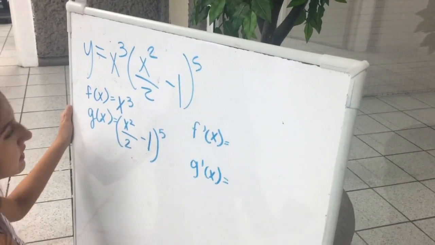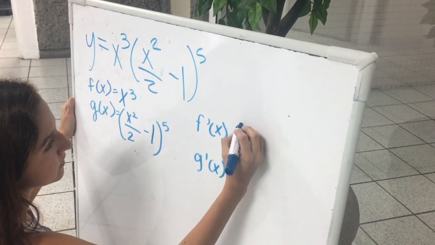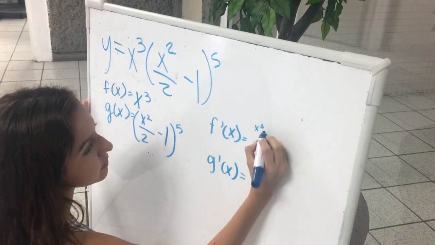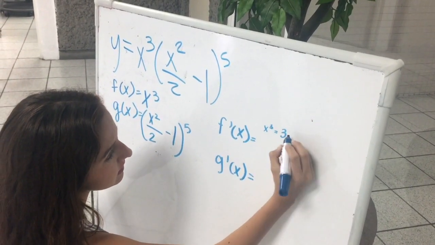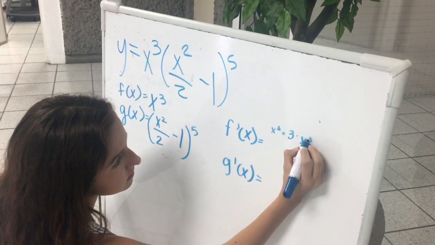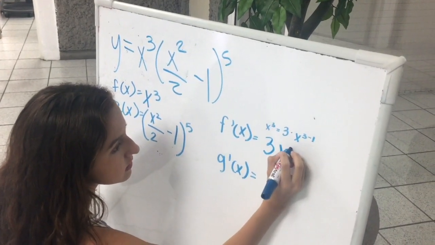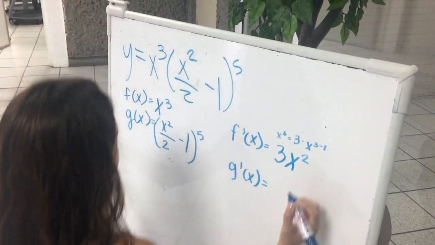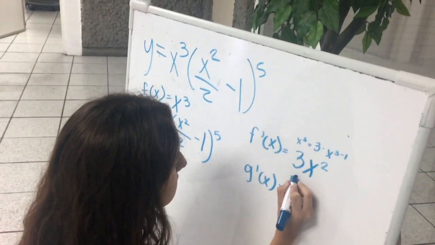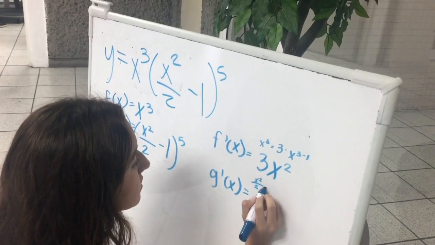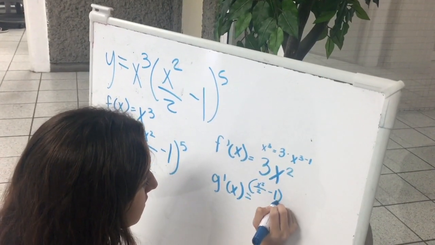Then we need to get f prime of x. We do that by multiplying the 3, which is your exponent, times x to the 3 minus 1, and it will equal 3x squared. So that is our f prime of x.